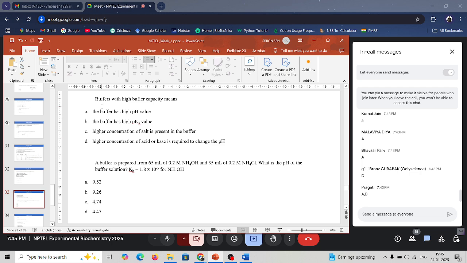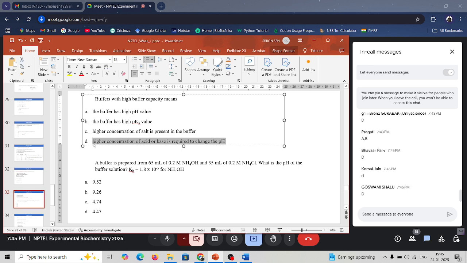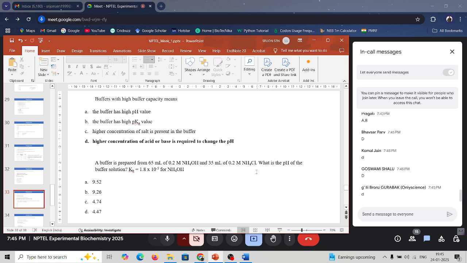Okay, buffers with high buffering capacity means, what does buffers with high capacity mean? High buffering capacity means high pH value, high pKa value, higher concentration of salt, higher concentration of acid or base present. D is the correct option. A higher concentration of acid or base is required to change the pH. That is the right answer. D is the right answer.